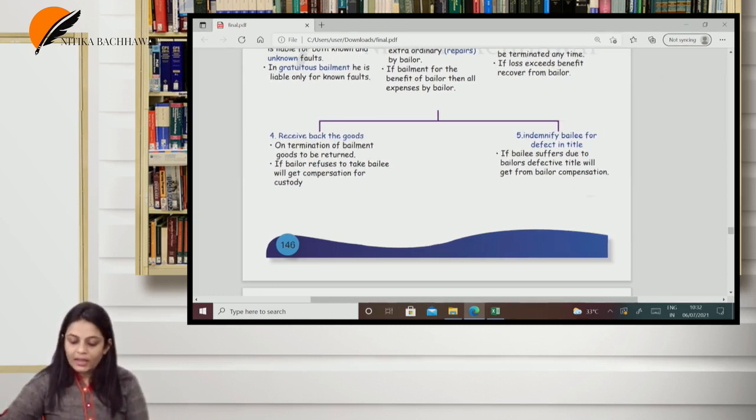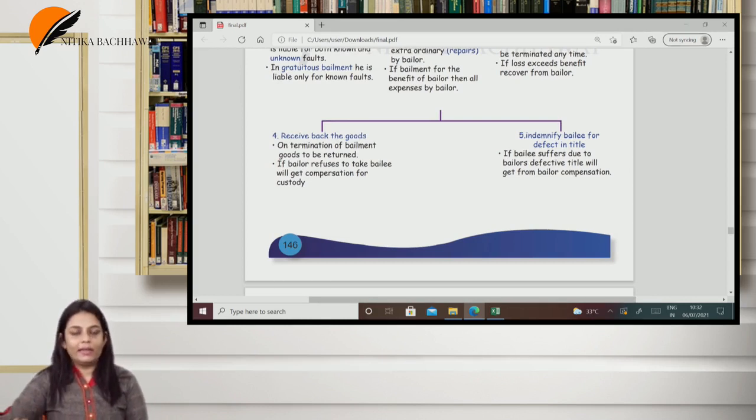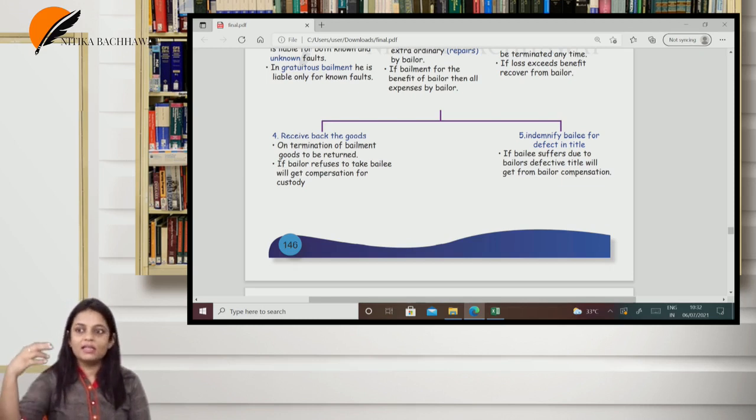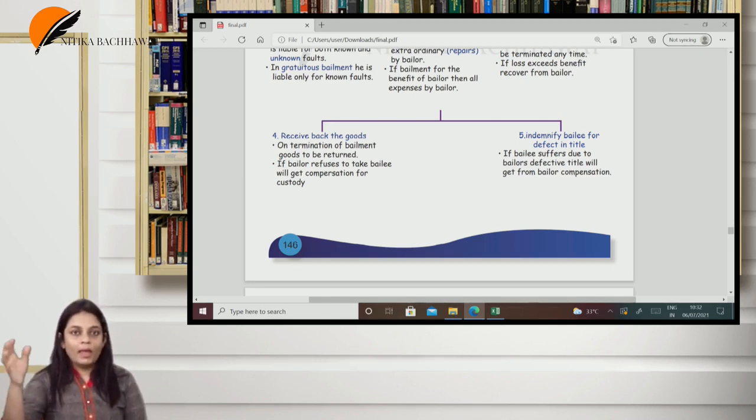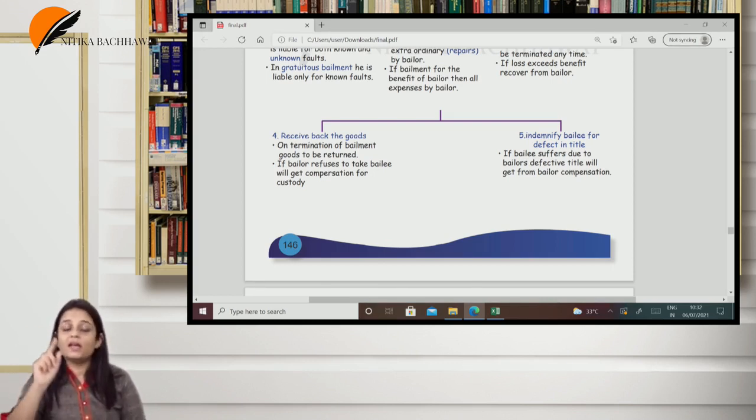And the last one, indemnify the bailee for the defects in the title of the goods. If the title of the bailer is defective, let's say the bailer had some stolen goods and now he gave it on bailment to another person, and because of that the bailee suffers losses, can he claim those losses from the bailer? Yes. If due to the defective title the bailee suffers any losses, he has a right to recover those losses from the bailer, correct?